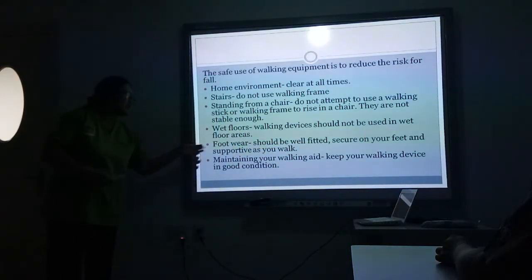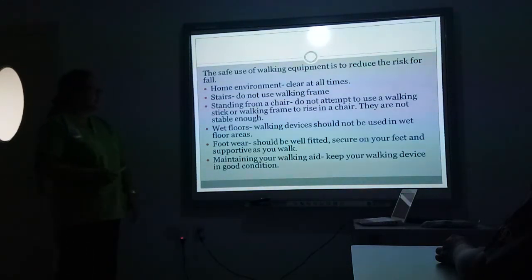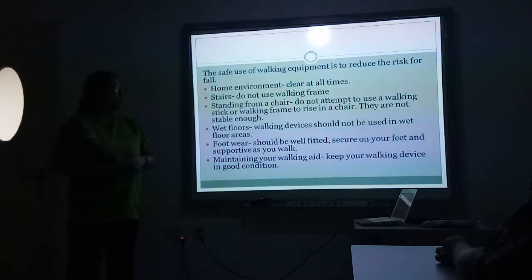Okay? Yung sa'yo talaga, hindi pwedeng manghiram, kasi hindi yun kasya sa'yo. Hindi well fit sa'yo. Next is maintaining your walking aid. Keep your walking device in good condition. Okay? You have to what? Maintain it in good condition. Yeah, try to see na secure yung mga bolts. Okay? Otherwise, you will fall.